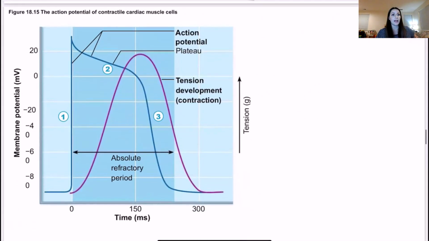Okay, so action potential. There's a couple of things going on here. There's two major colors: we have dark blue and we have purple. The dark blue line refers to our action potential of cardiac muscle cells. The purple, that's tension.